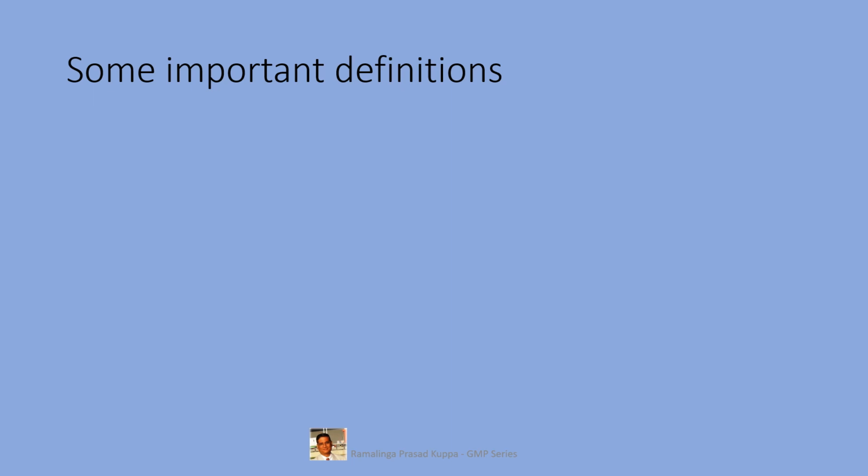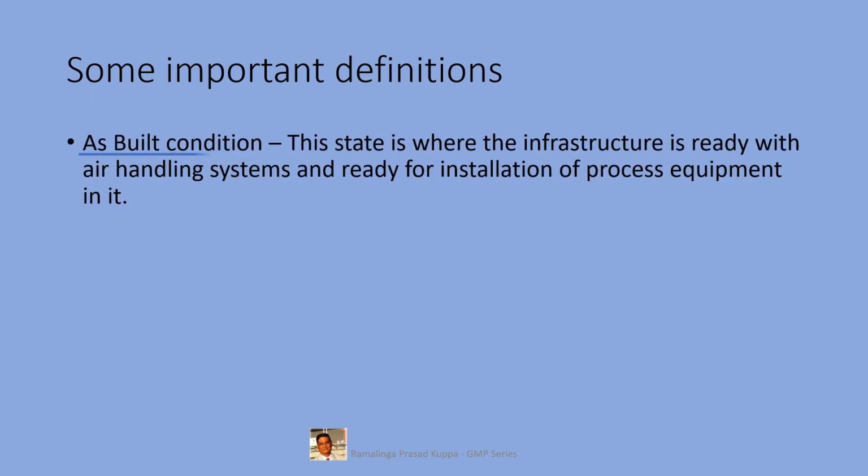Let us look into some important definitions. As built condition, that means this state is where the infrastructure is ready with air handling systems and ready for installation of process equipment in it. That means building and facility is ready by this. The only pending item is the installation of equipments within the building.